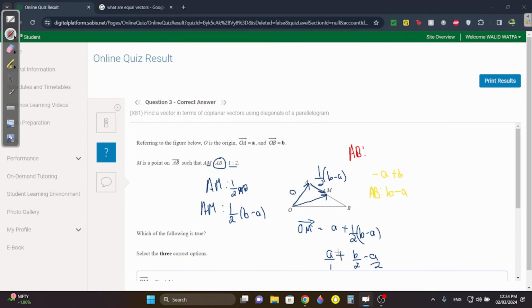This is over 1, right? So multiply by 2 up and down. It will be 2A over 2 plus B over 2 minus A over 2. 2A minus A is A over 2. So cancel, plus B over 2.